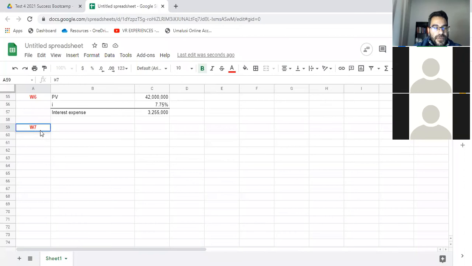Working 7 for deferred tax, we're going to have asset, liability, carrying amount, tax base, temporary difference, and then deferred tax.